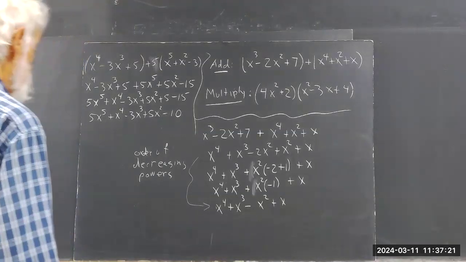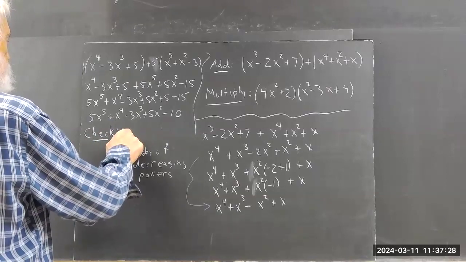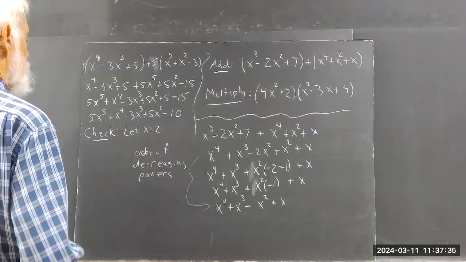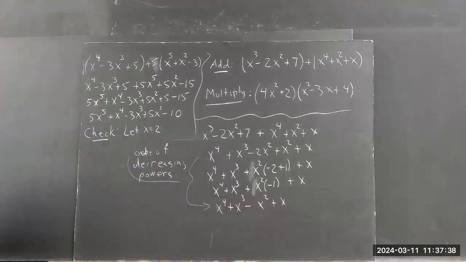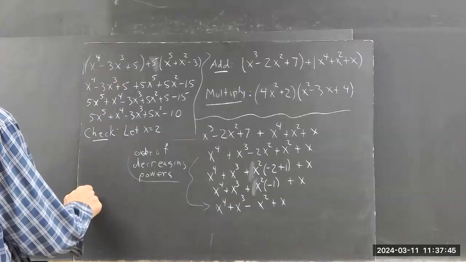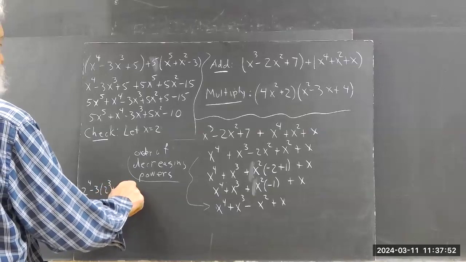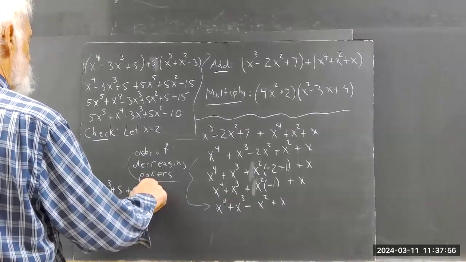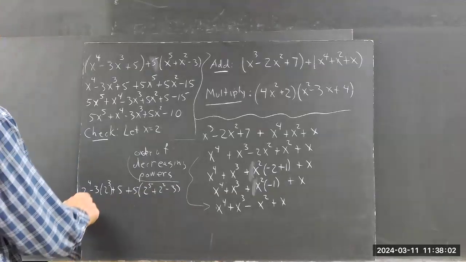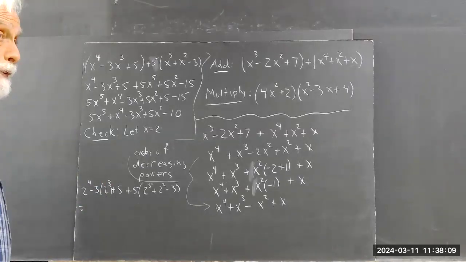Now, I'm going to check this. Now let x equal 2. That's convenient because powers of 2 are pretty easy. Then the first step, 2 to the fourth minus 3 times 2 cubed plus 5 times the quantity 2 to the fifth plus 2 squared minus 3 equals what? Well, powers of 2 are easy. And if you use powers of 2 to help check, you're going to catch most of your errors.